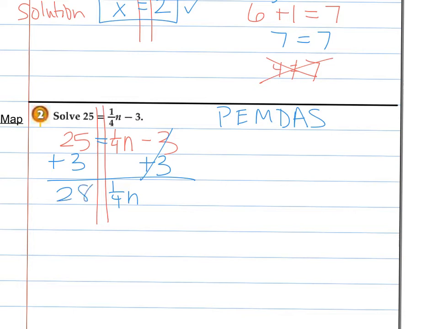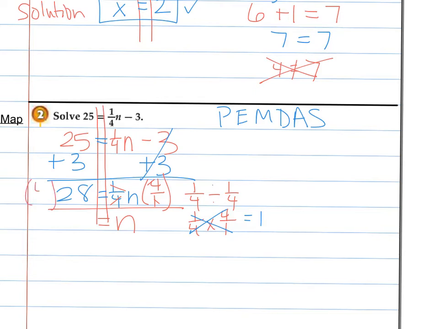And I get 28 is 1/4 of what number? So 1/4 of a number. How do I undo? Since I'm multiplying, I'm going to divide. But I remember that dividing fractions is actually the same as multiplying by the reciprocal, because that gets this to 1, and that's the goal. So I'm actually going to multiply this by 4 over 1. So I'm just left with n. So then I multiply this side also by 4.